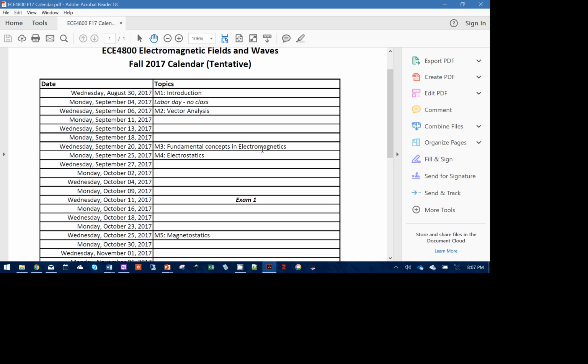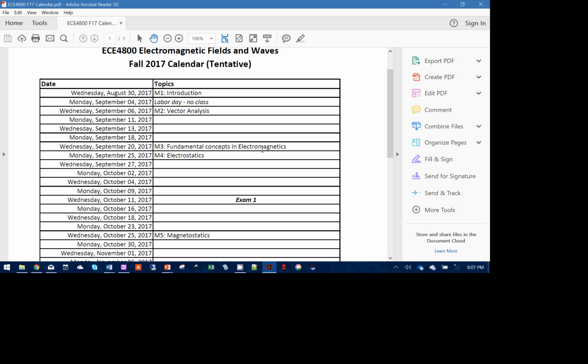Next Monday is Labor Day, so we will not be having class then. We will jump into vector calculus starting next Wednesday. All right, we're going to dive right into the math. We will be going over things like how to add vectors, how to do the dot product and the cross product, how to do divergence, gradient, and curl, these essential operators that are used in electromagnetics, how to do the vector product, how to do the triple product, the Laplacian operator.